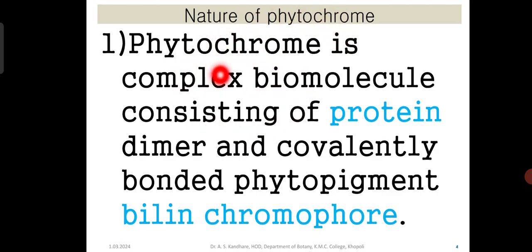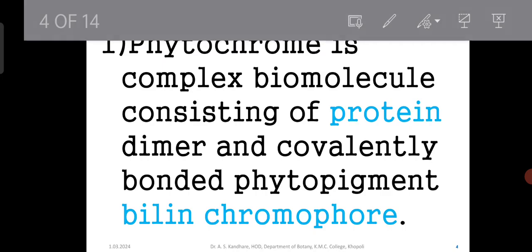So this way you will find that phytochrome is a conjugated protein, or a complex protein, having protein plus phytopigment, that is chromophore. So this is the nature of phytochrome.